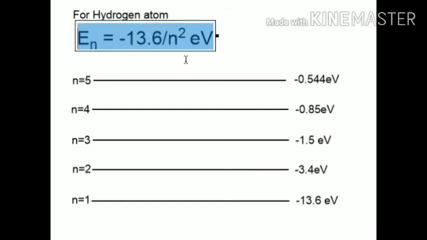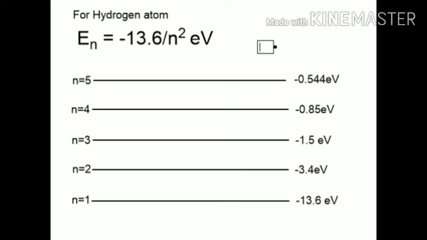En equals minus 13.6 by n squared electron volt. So this is in terms of electron volt. Now if I try to calculate the energies of the different levels, for K shell n equals 1: minus 13.6, n equals 2: minus 3.4, n equals 3: minus 1.5, n equals 4: minus 0.85, and n equals 5: minus 0.544 electron volt. So these are the successive energies of the energy levels. If I go from n equals 1 to n equals 5, the energy will increase.